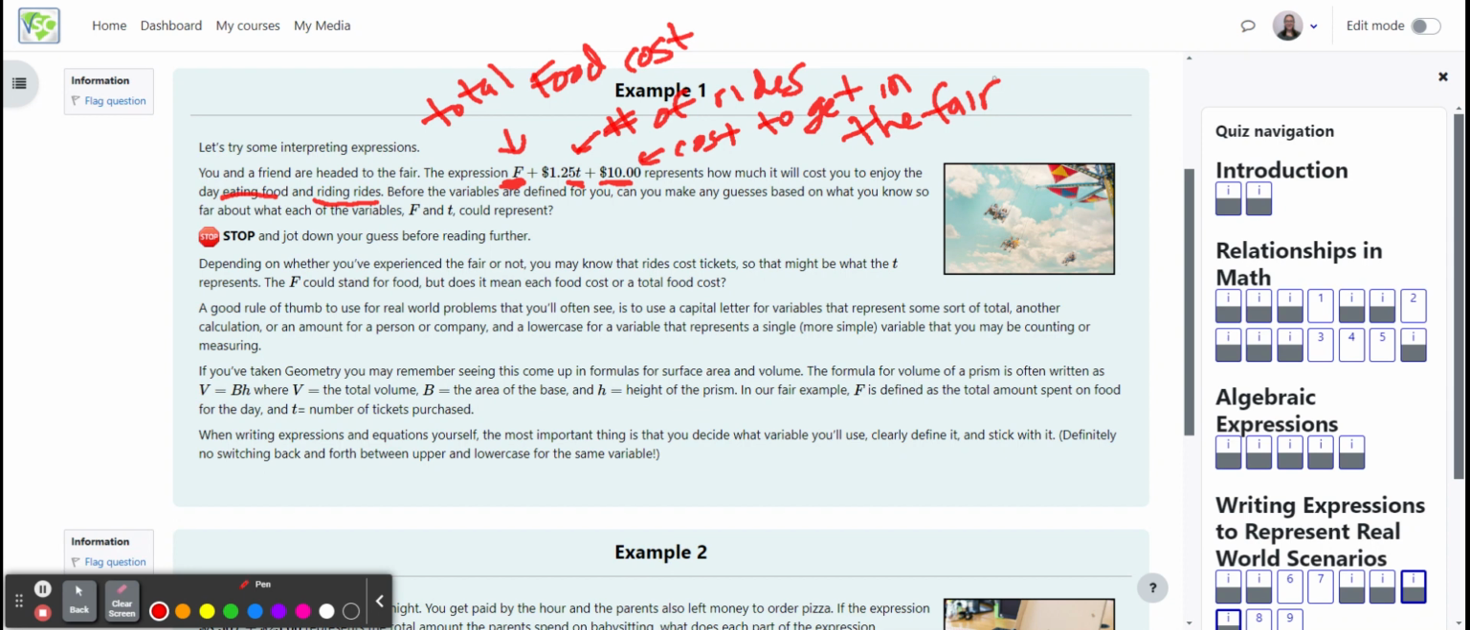We've seen the difference between the big F and the little t is we're going to use a capital letter when it's a total of something. So here I've got my total food, which is why I've got my capital F. But on this one, I've just got a plain old number, which is why that's a lowercase t, because that term isn't a total number yet. Kind of like in geometry with your volume formula, it's the total volume for the big V, and the total area for the big B. And the h is just the height of the one item.